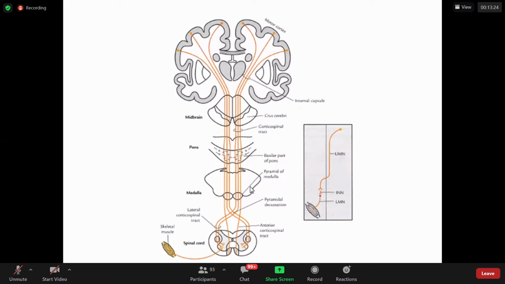Can anyone tell me what are the examples of lower motor neurons? Anyone please, in your own language. Nothing to hesitate. Anterior horn cells of spinal cord, sir. This is one example, right? And what are the homologous lower motor neuron cells present in the brain? The motor nuclei of the cranial nerves in the brainstem. Yes. Brainstem motor nuclei for the cranial nerves, right?